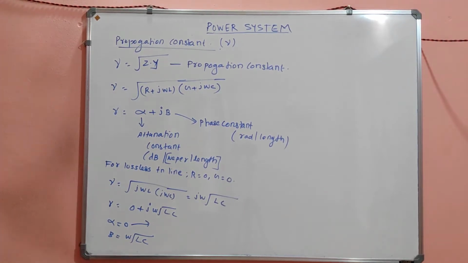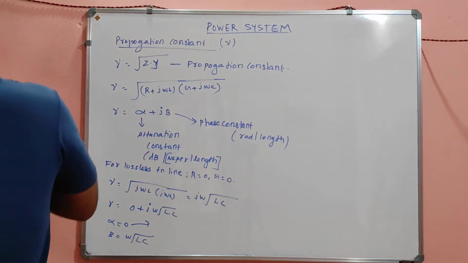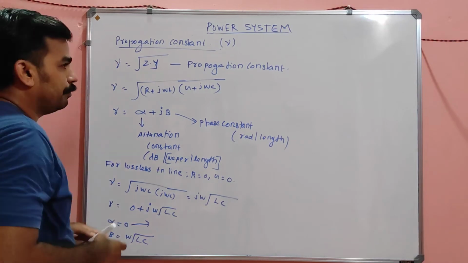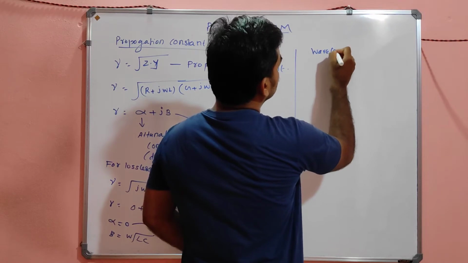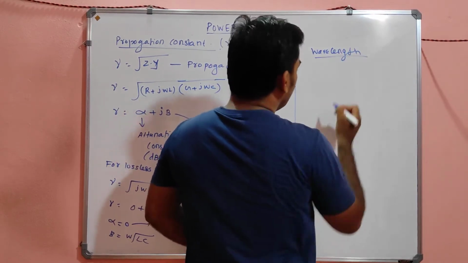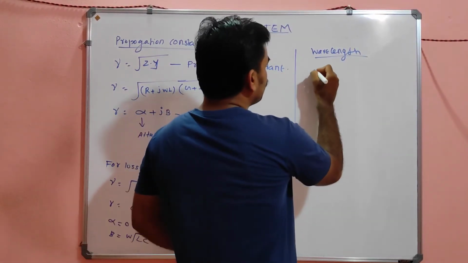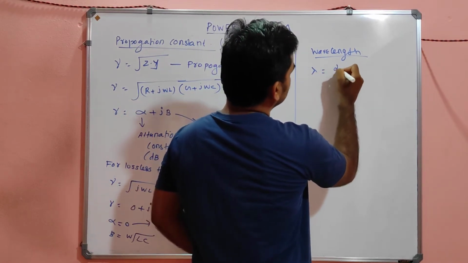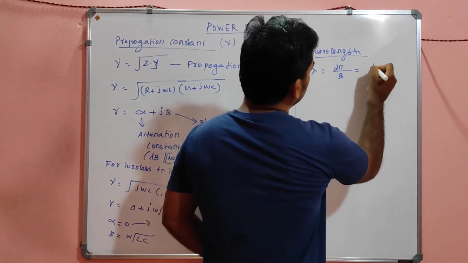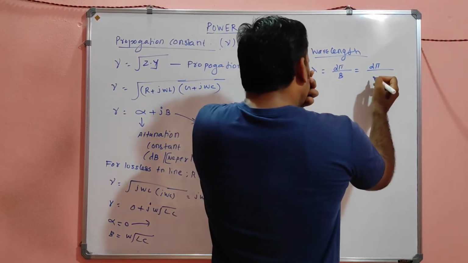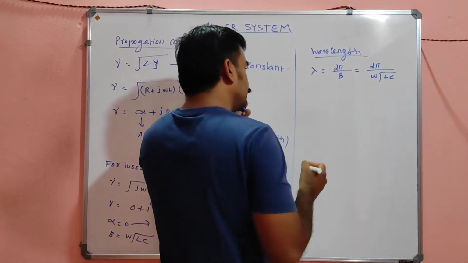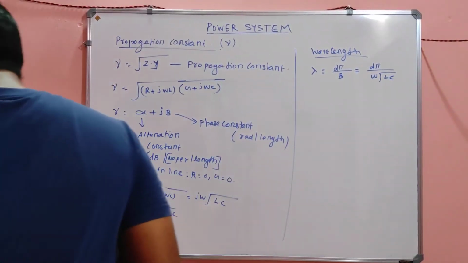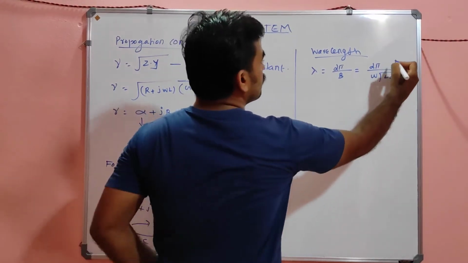So for a lossless transmission line, beta is equal to omega root LC. And wavelength is denoted by lambda, which is nothing but 2 pi by beta, that is 2 pi by omega root LC. The unit of wavelength is meters.